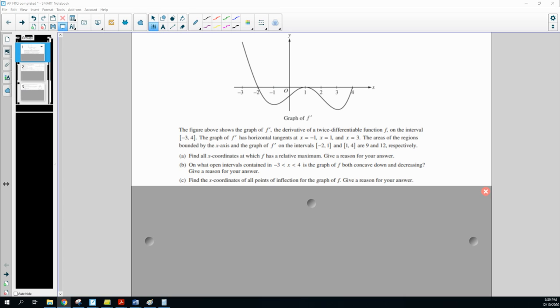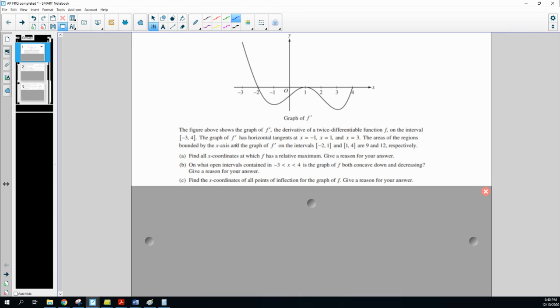Here we're going to look at some AP problems that involve combining everything that we've talked about together in terms of the first derivative and the second derivative, with increasing and decreasing, max and min, and concavity and points of inflection. So here we have a graph of f prime, and it tells us that this is the derivative of f. So it's really important to note that what we're looking at is the derivative graph.